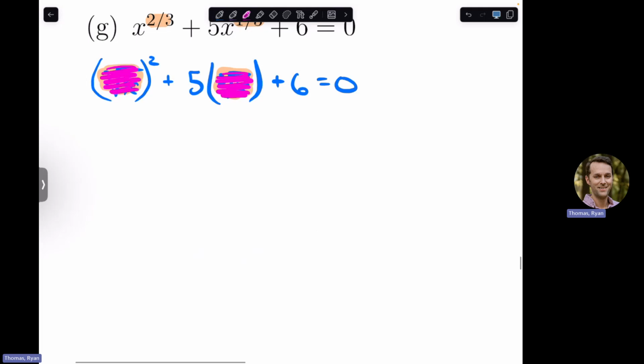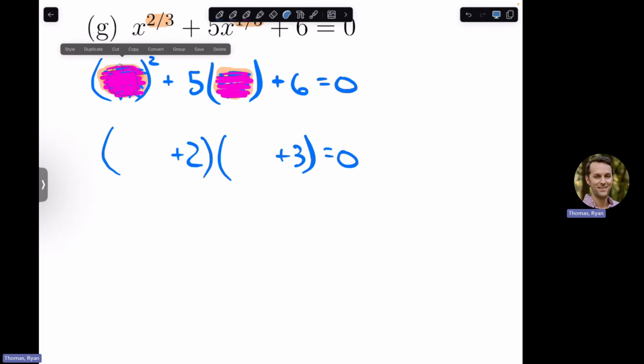It's quadratic in terms of, well, whatever that pink thing is, right? It's quadratic, with A being 1 and B being 5 and C being 6. Can we find things that multiply to 6 and add to 5? Sure. 2 and 3 would work, right? Or we can use the quadratic formula or whatever. The difference would be that it's not x plus 2 and x plus 3, it's pink blobby thing plus 2.